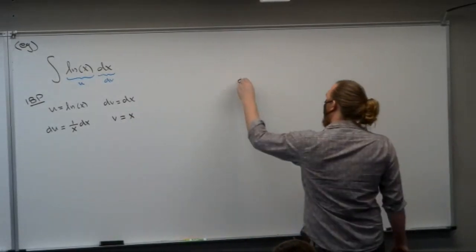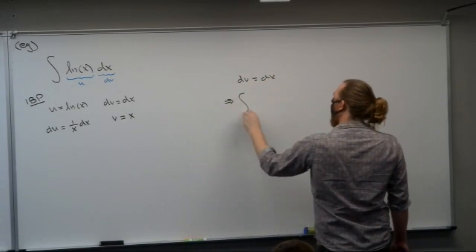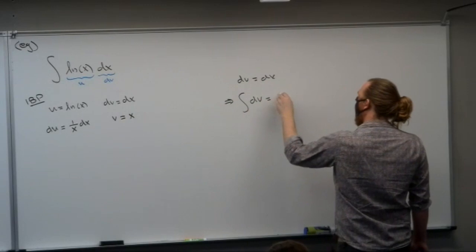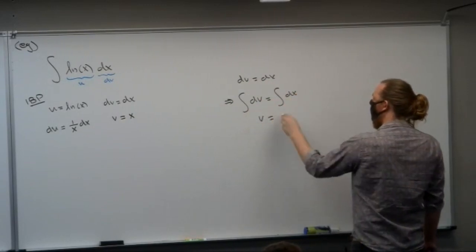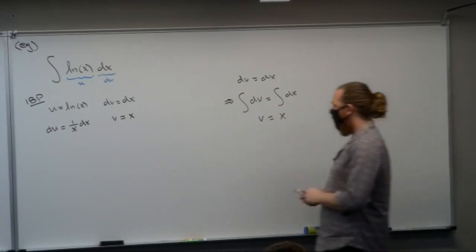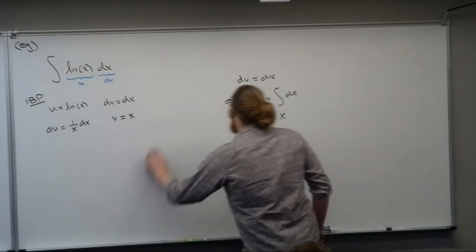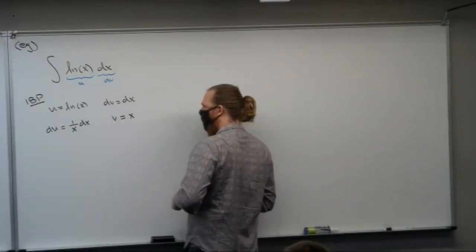You can kind of think of it like this, right? The integral of dv is v, the integral of dx is x. Cool. So I've got my integration by parts table complete.